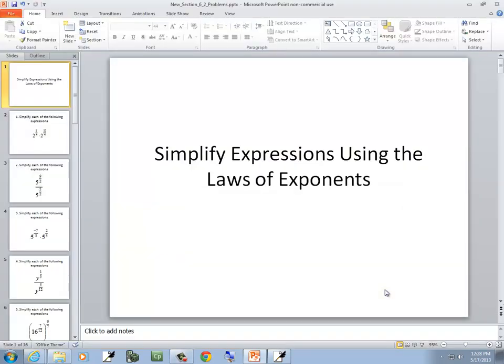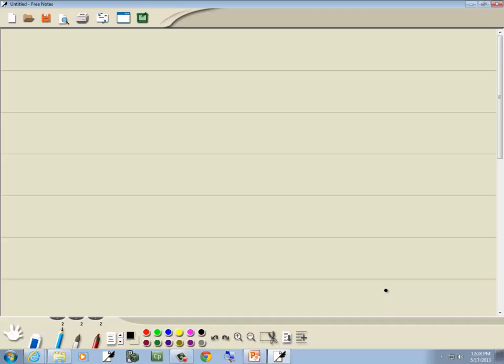Let's take a look at simplifying expressions using laws of exponents. And let's first just refresh our memory on some of them. I'm not going to put all of them here. Our first one, if we have x to the m power times x to the n power.